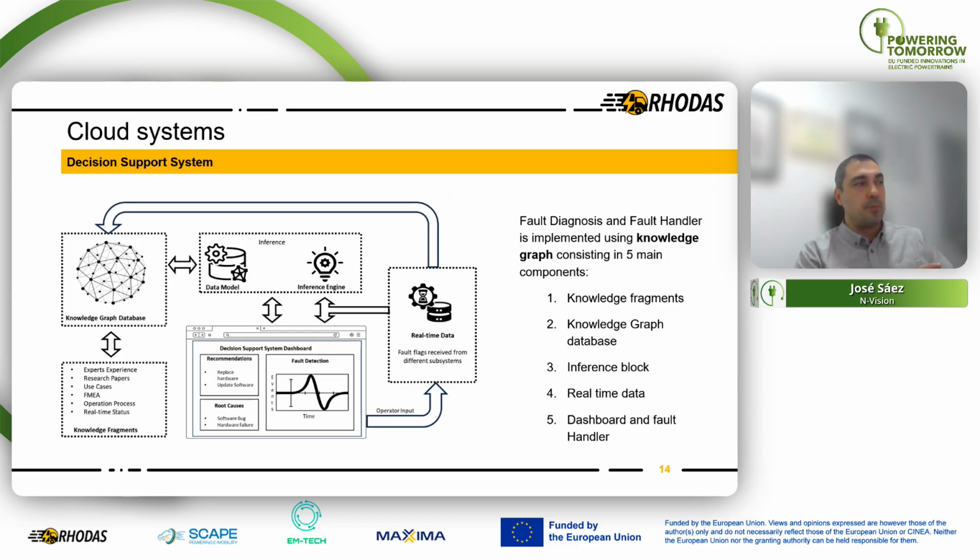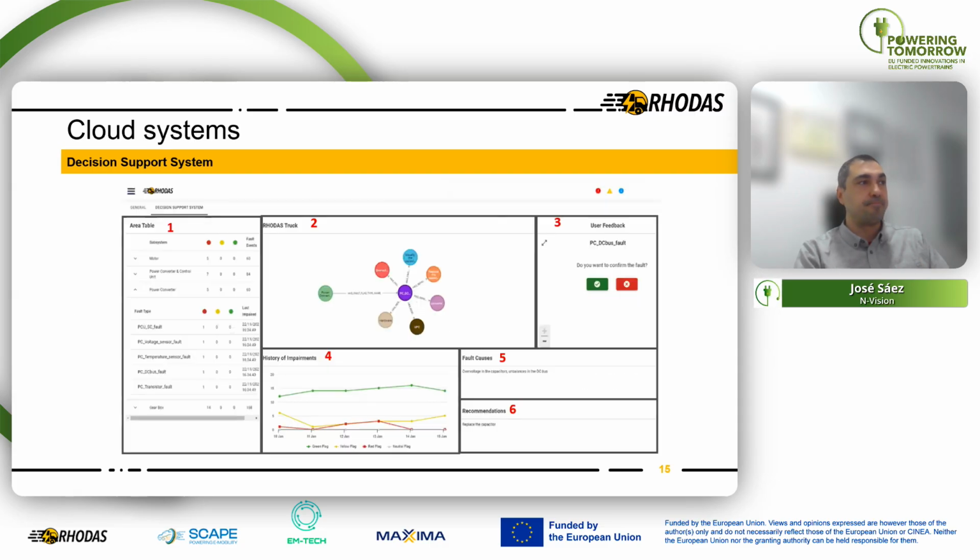Okay, this is, let's say, the background architecture and the main components of the decision support system. So the starting point are the knowledge fragments, which is the information provided by the different system developers about the potential faults and the behavior of the system. All this information is related into the knowledge graph database, which is also interacting with the different inference models and the real-time data collected by the system. And then they are related to the potential faults. And then, of course, we have the user interface where all this information is displayed.